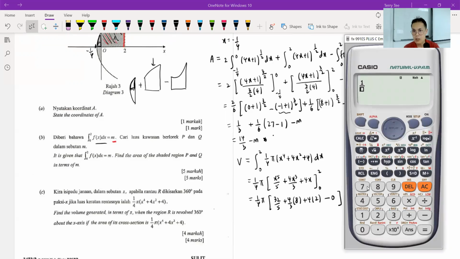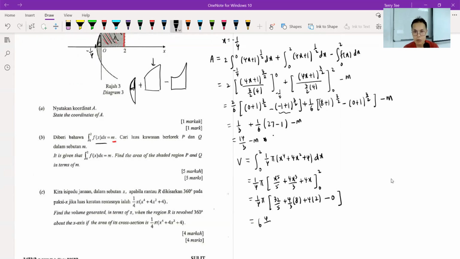Okay, now let's use our calculator. This is 1 over 4. Keep the pi, you don't need to type the pi in your calculator. 32 over 5. Then you plus 4 times 8 is 32, but it's over 3. Then you add 4 times 2 is 8. This answer is 94 over 15. So maybe we write in mixed number, 6 4 over 15 pi unit cube. There you go. That's your answer.